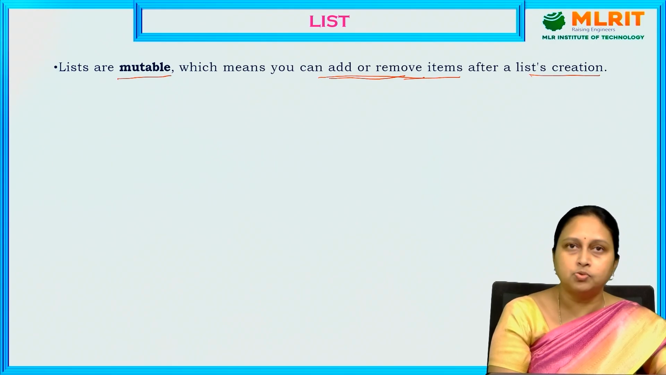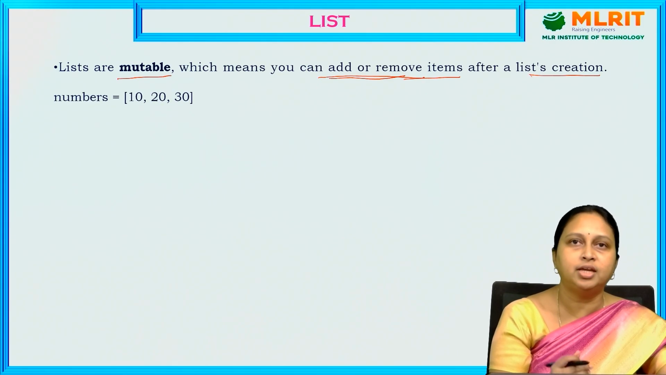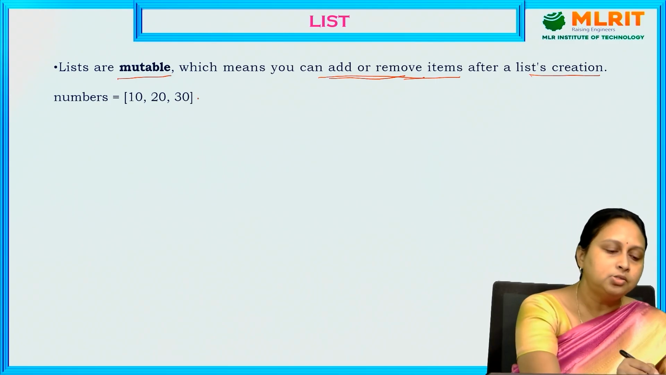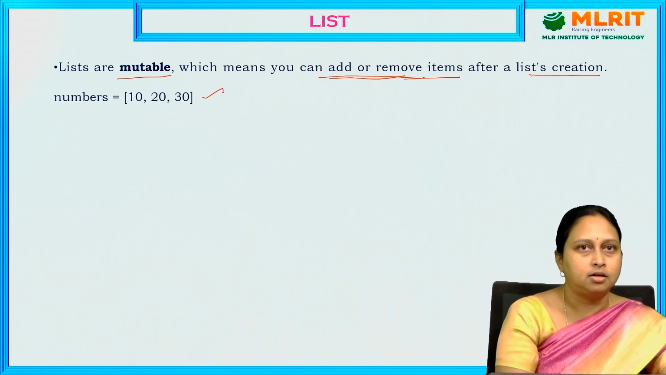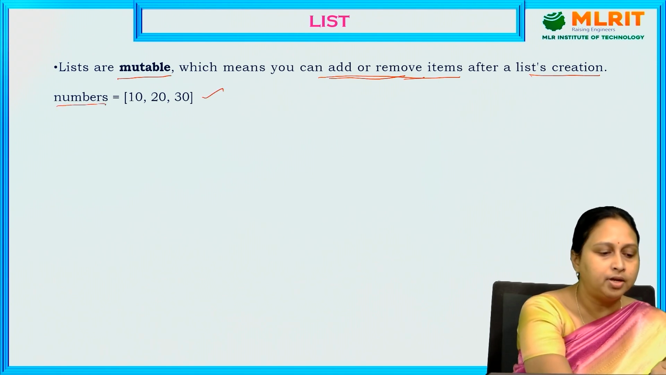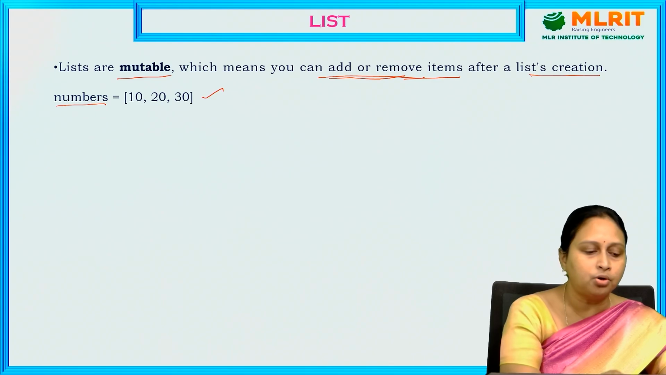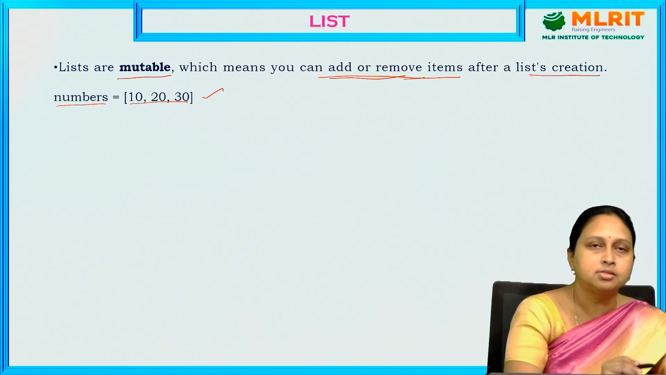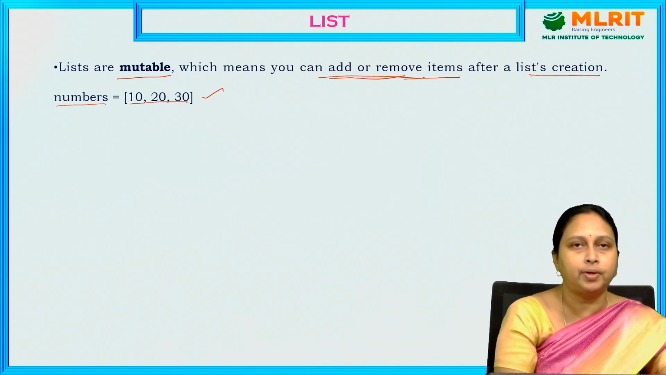Right? This is one more characteristic. Let us see the example for this: how we can add an item into the list, and how we can remove an item from the list. Numbers is a variable where we are going to store all the items in a list, that is 10, 20, 30.